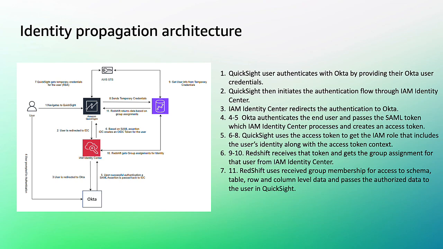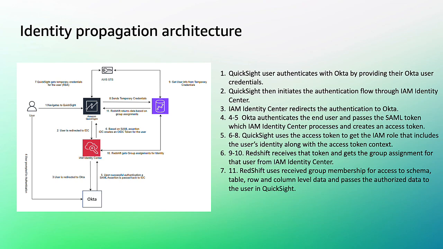So that is IAM identity propagation overall, where you do not have to manage different rules in QuickSight. You do not have to manage identities, manage users in QuickSight. You can manage them in Okta. So there are several benefits of using this, right?